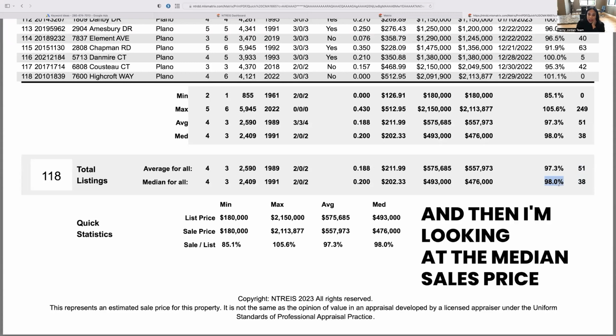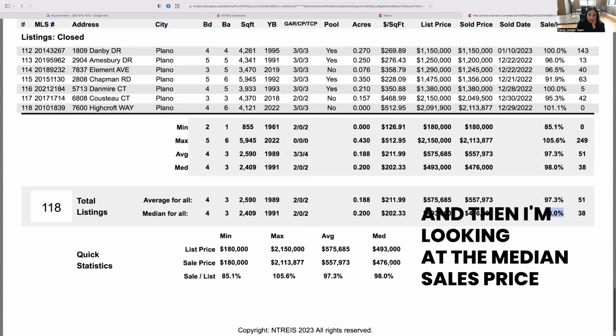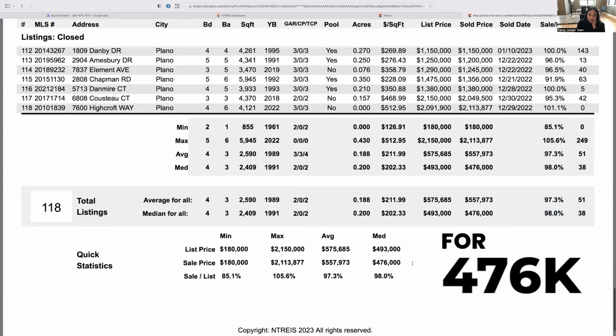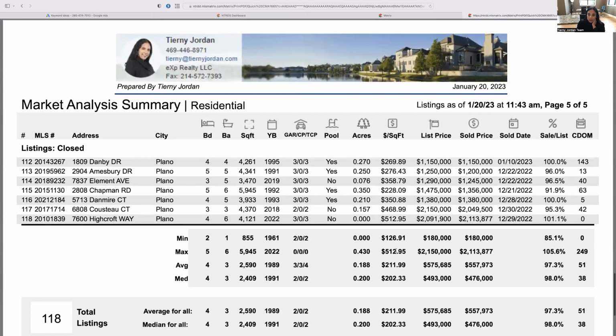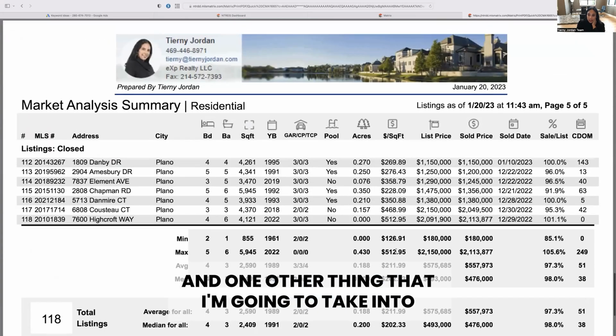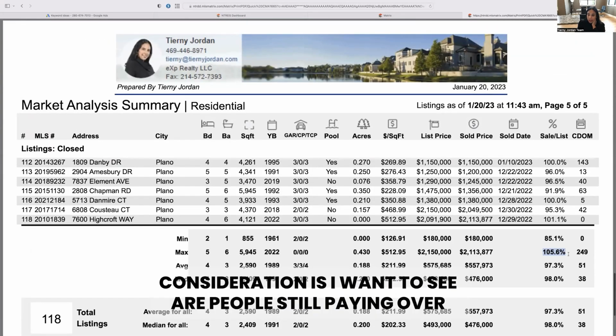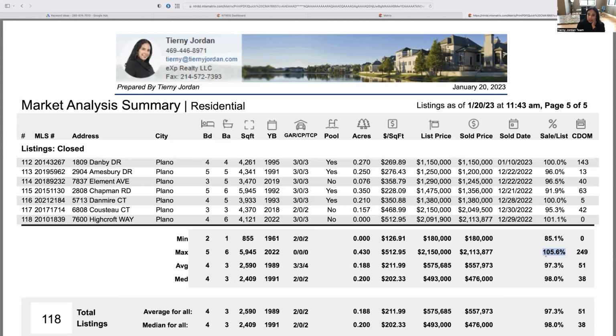And then I'm looking at the median sales price. So 476 in terms of sales price, 493 in terms of list price. And one other thing that I'm going to take into consideration is I want to see, are people still paying over? So that's a good sign that there is a percentage of people paying over. So that lets me know that this area is still in high demand.